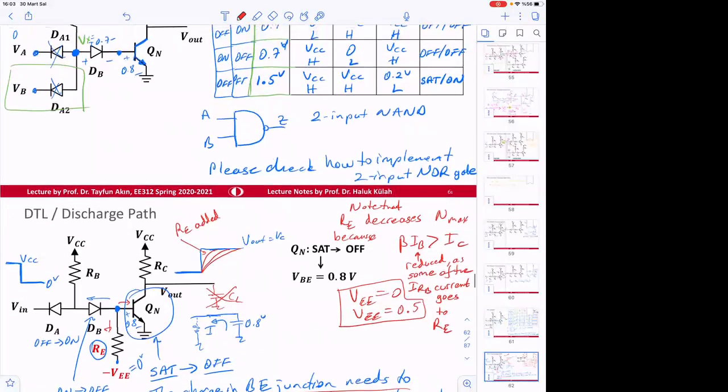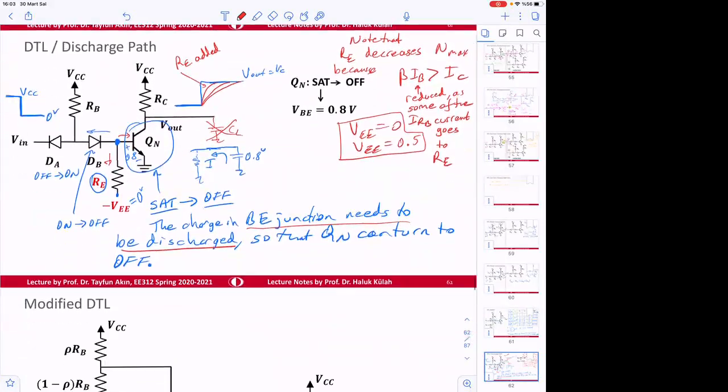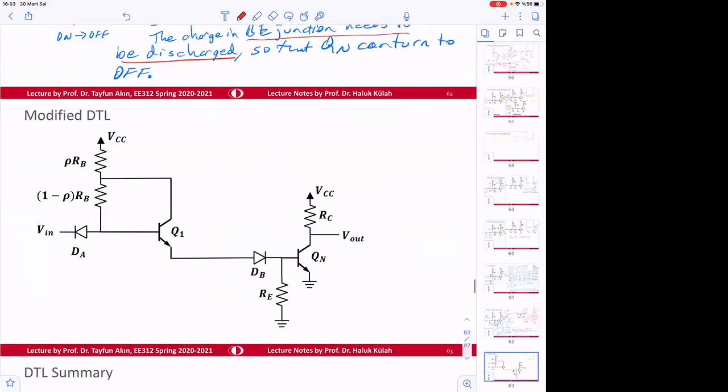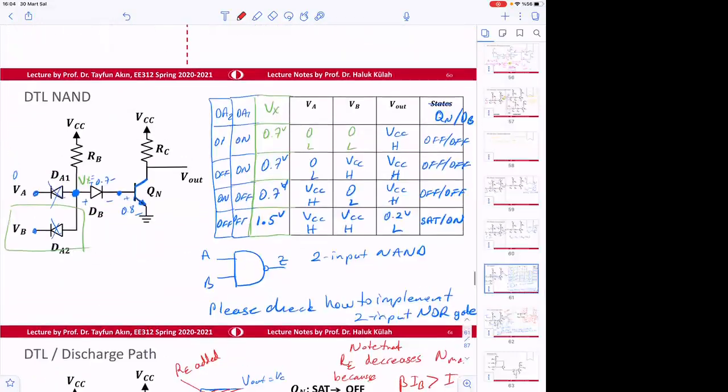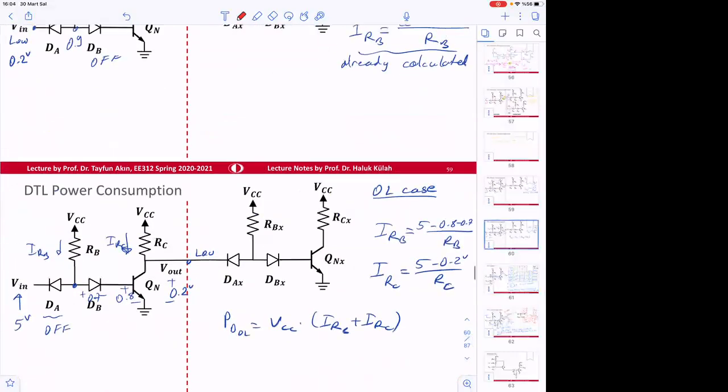Now, in fact, we do one more thing here. The DTL, we normally use this modified version of the DTL. The DTL performance can be improved by adding some elements.